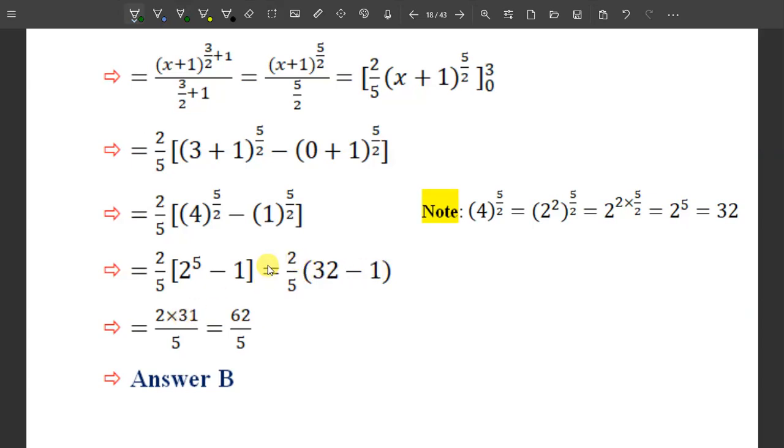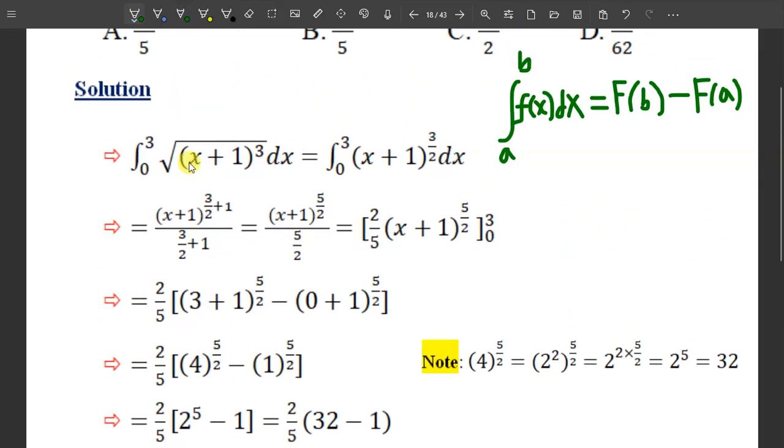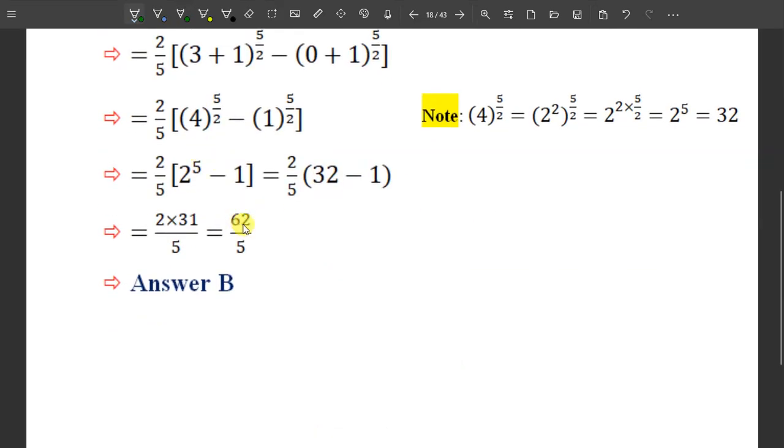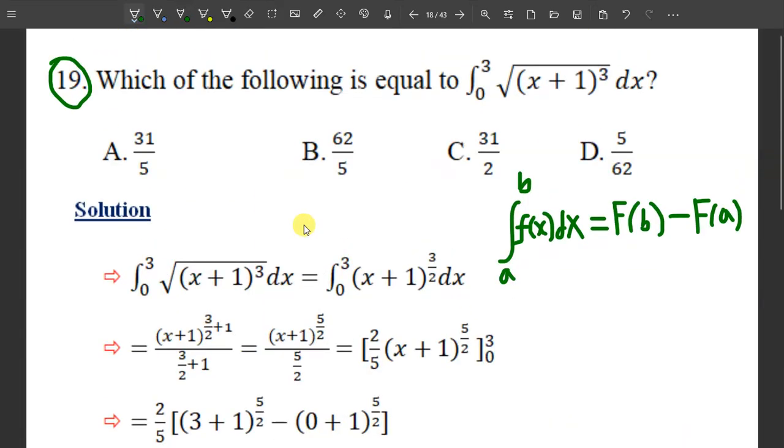Multiplied by 2 here, 2 times 31 means it is 62. 62 over 5 is the correct answer. It is the answer for this definite integral. This definite integral, the answer is 62 over 5. And here, B is the correct answer.